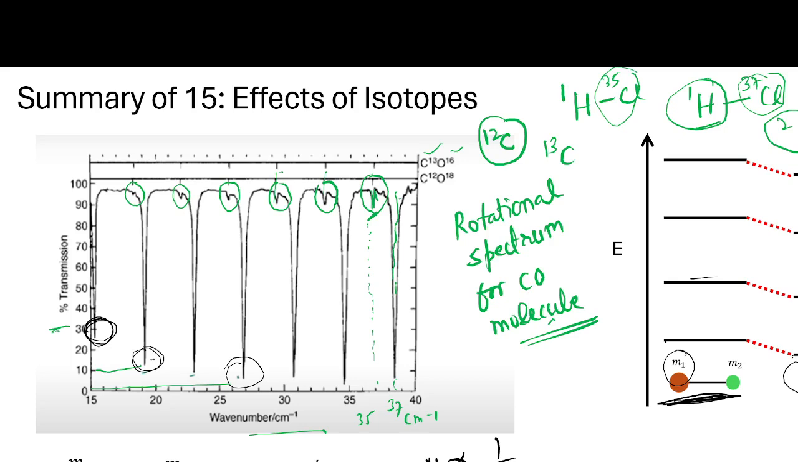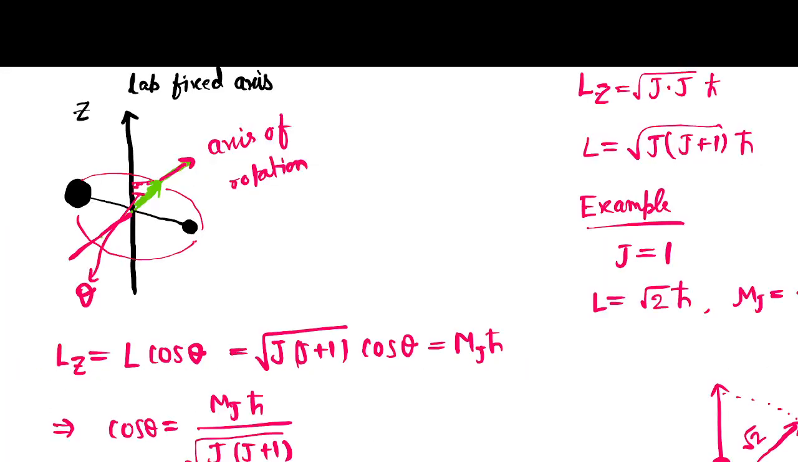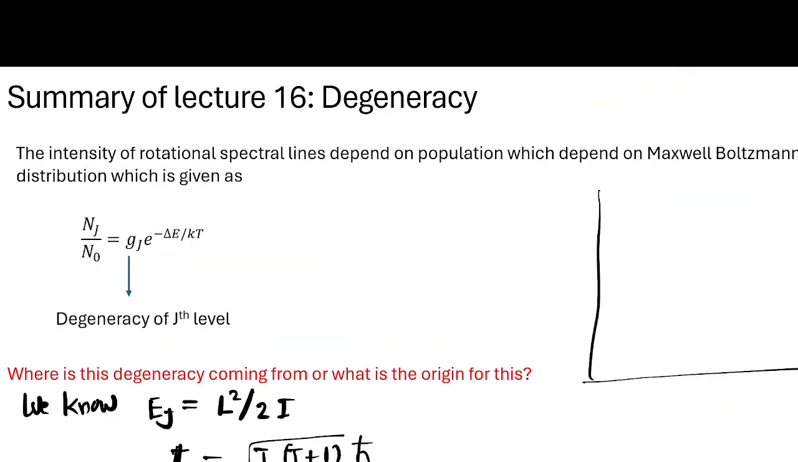So can we calculate really which transition will have maximum intensity? To do that, to calculate the intensity of the transition, we can use the Maxwell-Boltzmann distribution, which is given by Nj by N0 is equal to Gj, and this Gj is nothing but the degeneracy of the jth level. Now we will see what this J is and where it comes from, what is the origin of this J.